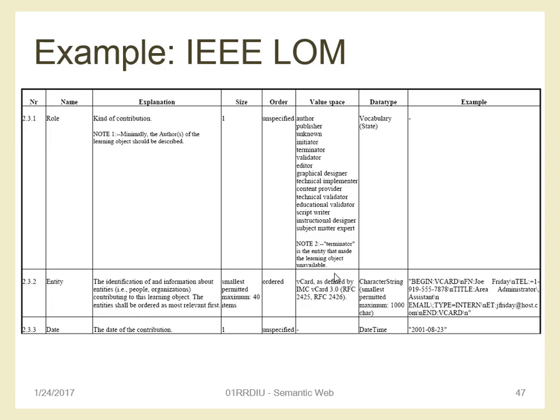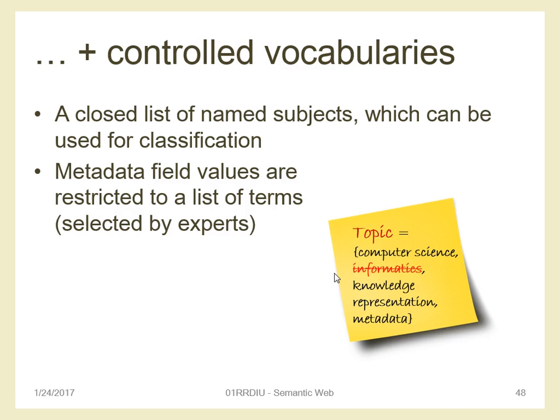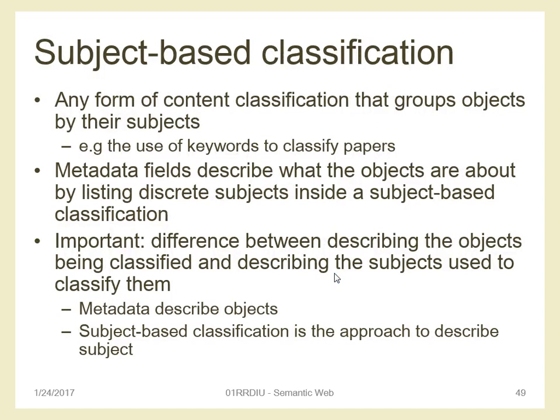So there is already a vocabulary of things that you can say on the right side of the statement, on the object. But sometimes it's not sufficient. For example, if you want to say what this resource is talking about, it's better that there's a fixed number of values that you can use. For example, writing computer science is better than writing informatics, which are synonyms. So the problem here is to identify some way of doing some subject-based classification.